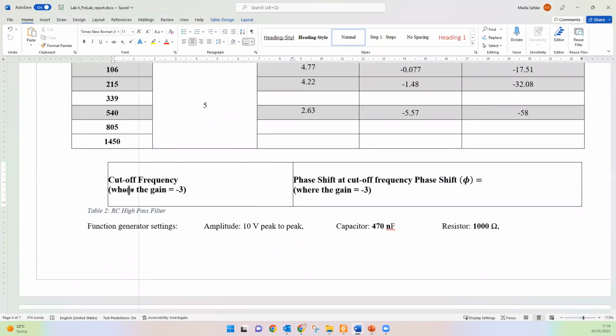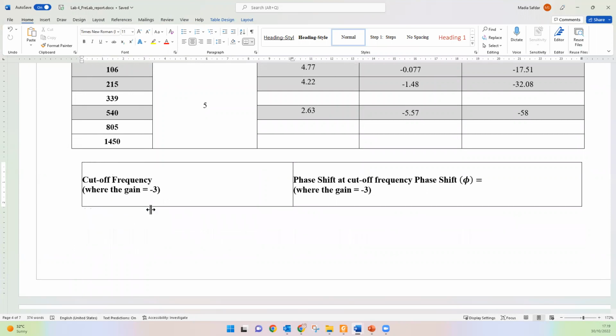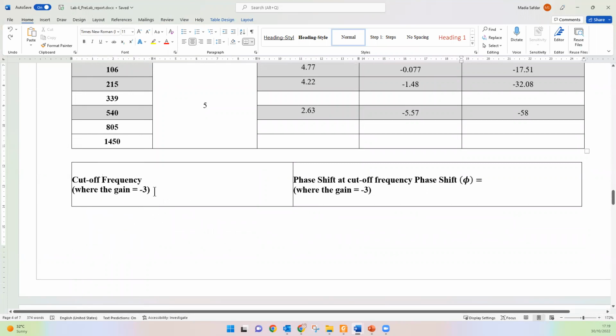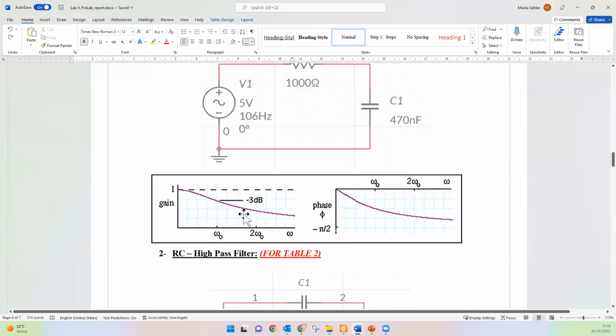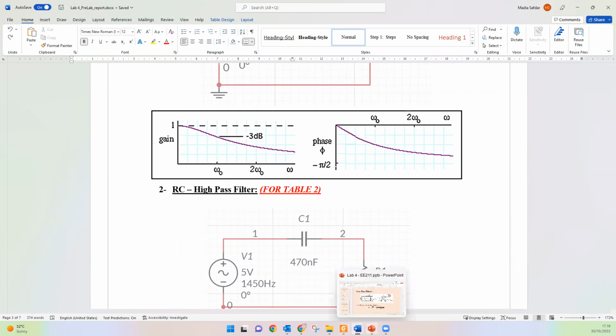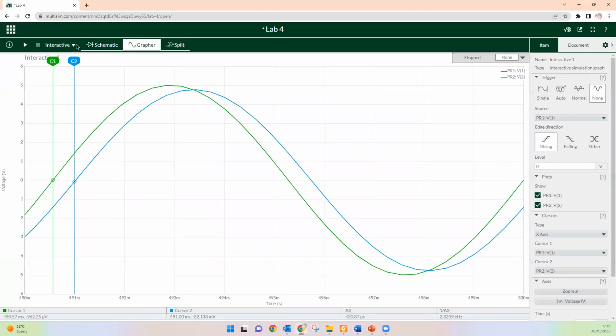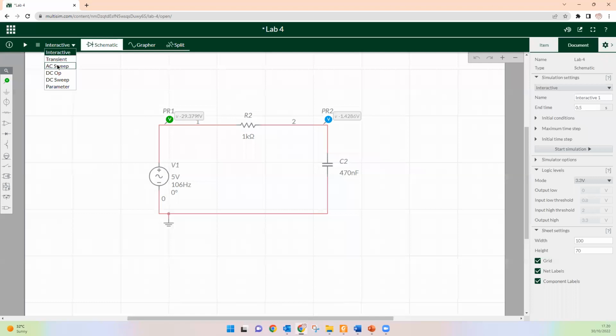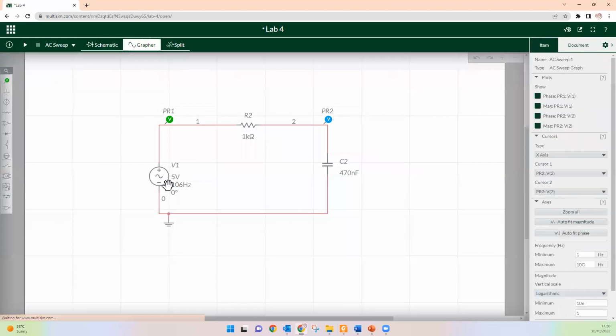Now we have two more things: the cutoff frequency and the phase shift at cutoff frequency. This is where the gain is -3 dB. If you see this picture, here is the cutoff frequency at -3 dB. At -3 dB gain, we get the cutoff frequency. How will we get that in Multisim? We will go to Multisim, and from here we will select AC sweep, and run it.